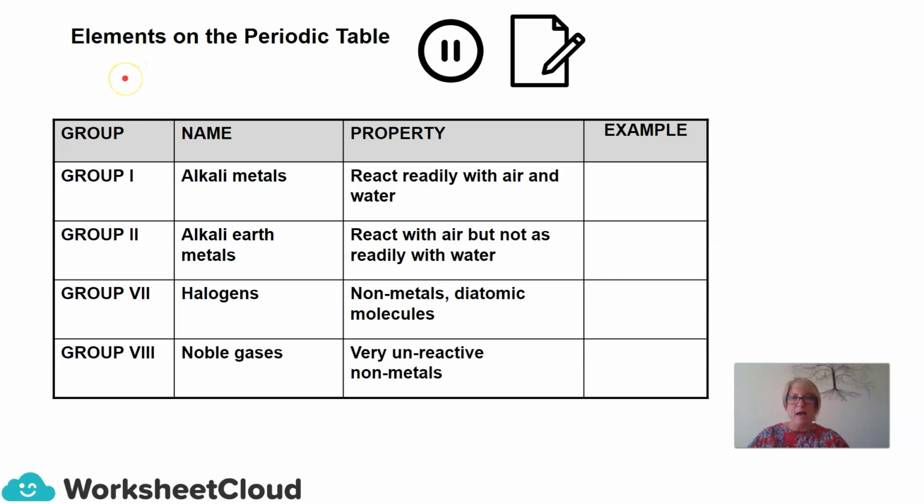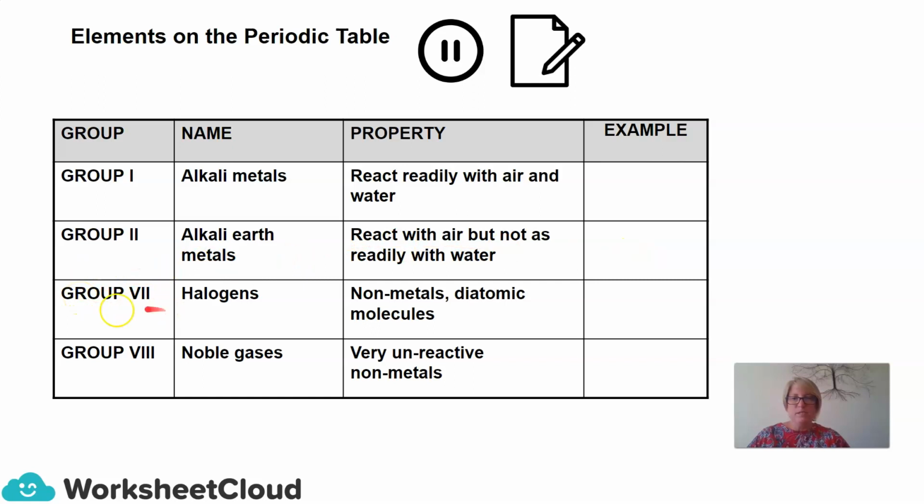So just to recap the elements of the periodic table, grab a pen and paper for you to copy this table down and press pause because I'm sure you'll need some time to complete this activity. So group 1 is called the alkali metals and they react readily with air and water. I would like you to go to the periodic table and write down what are the examples of the group 1 elements. In group 2, they're the alkali earth metals. They react with air, but not as readily with water. And I want you to go to the periodic table and list examples of group 2.